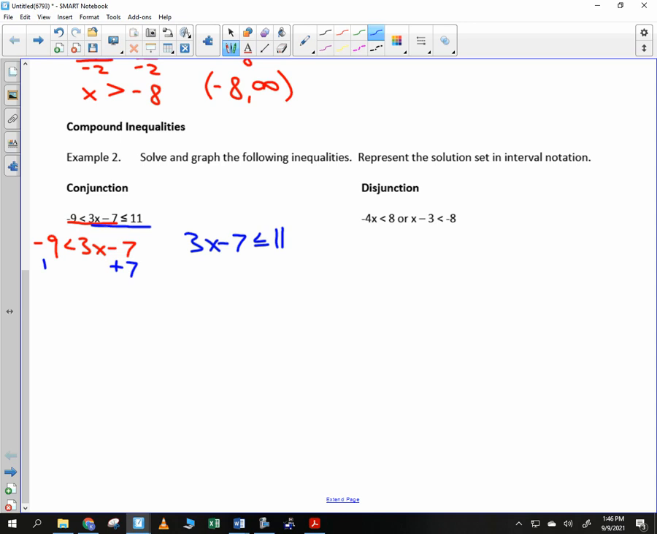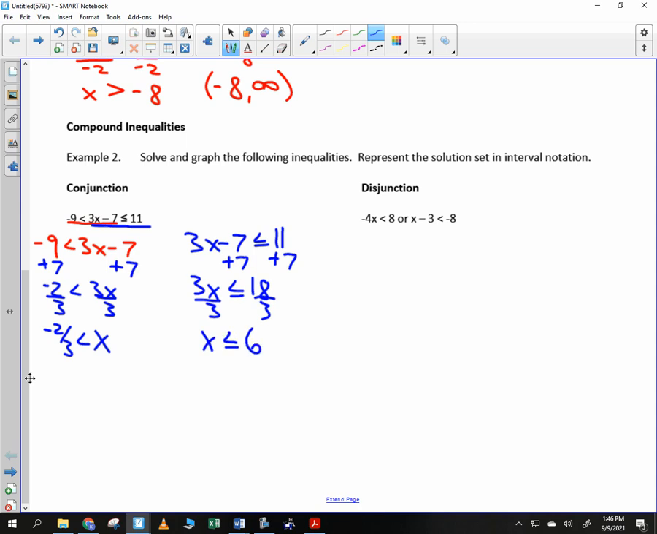I will add 7 to both sides. Get negative 2 is less than 3x. Divide by 3. I'm dividing a negative, so do I switch the sign? No. But I'm dividing a negative. But you're not dividing by a negative, right? Good. You guys are smart. And you've caught on to my tricks of misleading you, haven't you? And we have x is less than or equal to 6 as well.